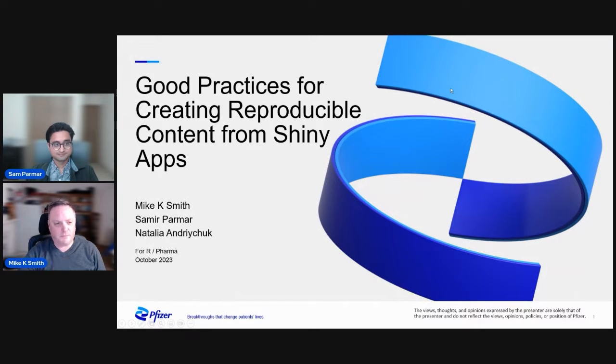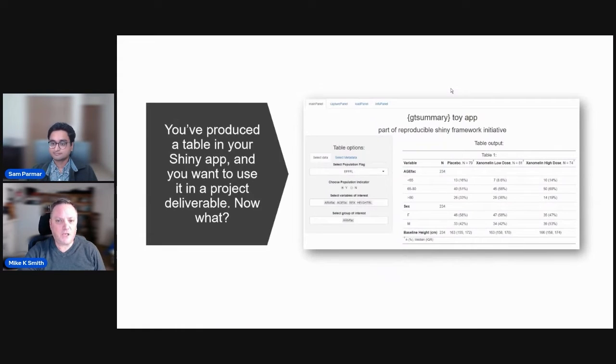Thanks very much. So today it's just Sam and myself who are presenting, and we're talking about how you go from a Shiny app that can be used for describing and exploring data through to a reproducible and production deliverable. So imagine the case that you've got a little Shiny app that produces some content. Here we're just looking at a very simple summary table. Imagine that this app is being used in discussions with your clinical team to explore data, to see what happens and what distributions of things are happening.